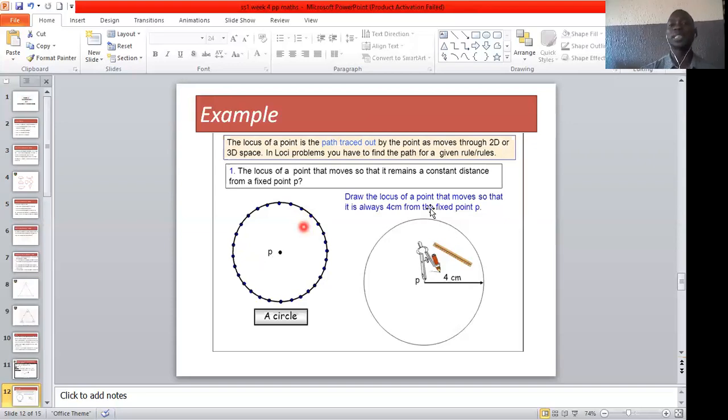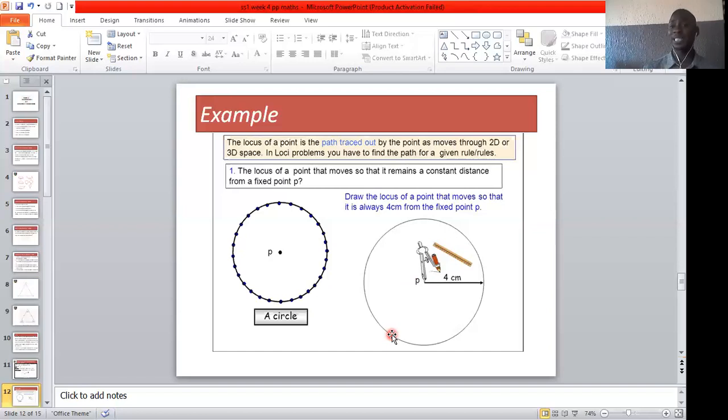Draw the locus of a point that moves so that it is always 4 centimeters from the fixed point. So this is P and you're constructing it. This is the distance, 4 centimeters, measured with your ruler or with your compass using a radius of 4 centimeters. So any point on this circle is the locus of the new point we are looking at, at a distance of 4 centimeters from the fixed point P.